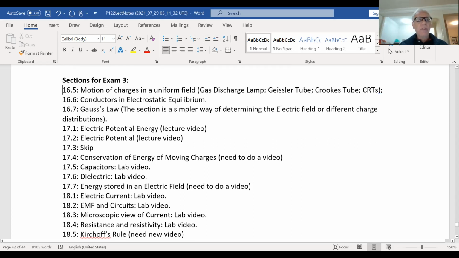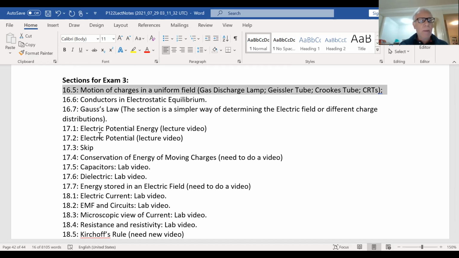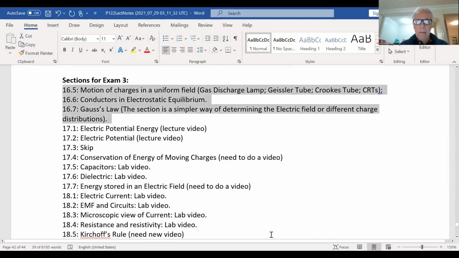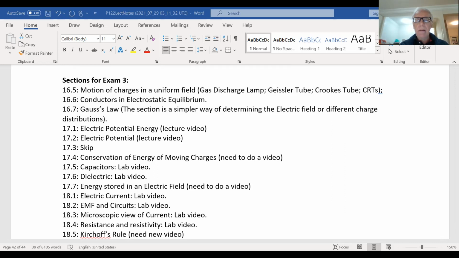Motion of charges in a uniform field. We already have this video, and that's going to show up in exam 3. Remember that only part of chapter 16 showed up in exam 2, so you should expect 16.5, 16.6, and 16.7. We have videos on that, and I'm going to share with you what those videos are.